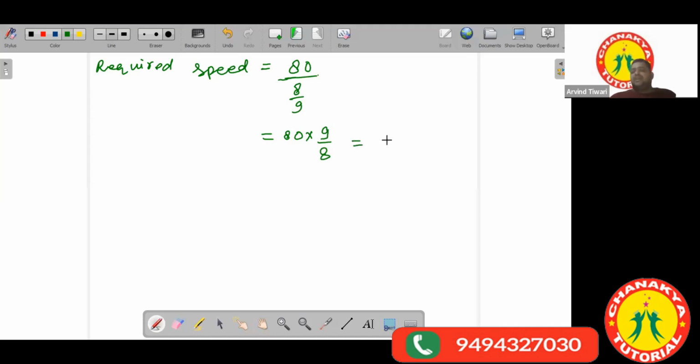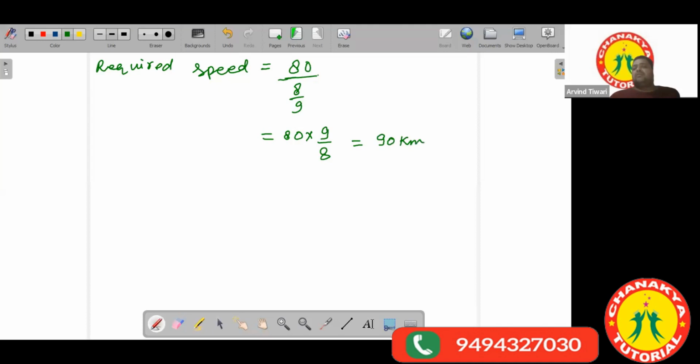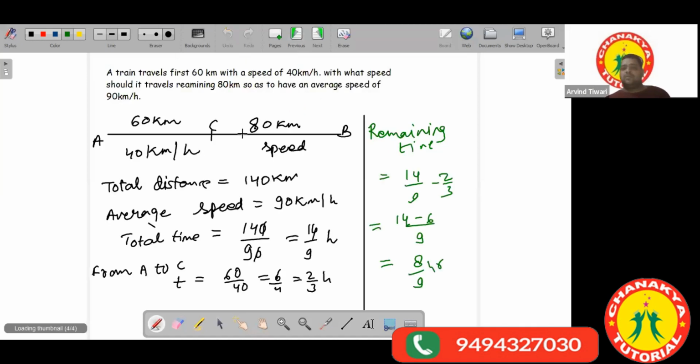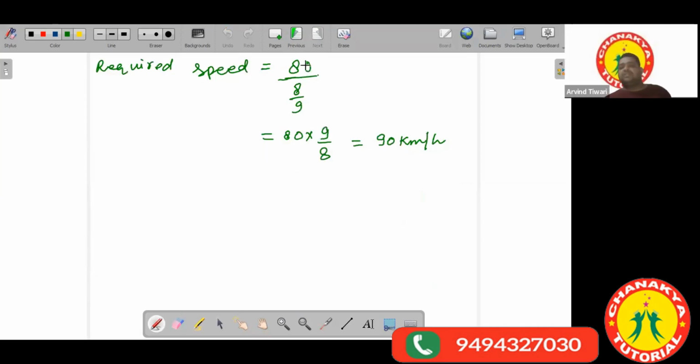Now what is the answer you are getting? Sir, 90. Yeah. So now it has to be 90 kilometer per hour. So if you travel the remaining distance at 90 kilometer per hour, then you will be able to get the average speed as 90 kilometer per hour. Got it? Yes, sir. Okay. So another question, another similar question.